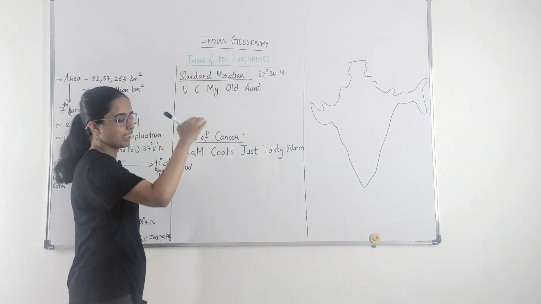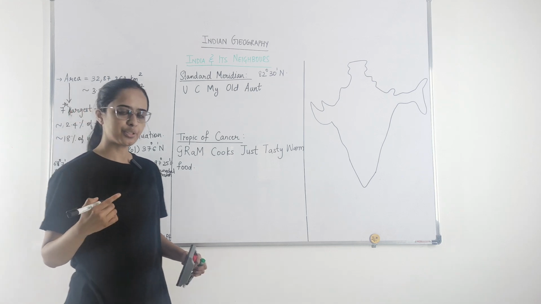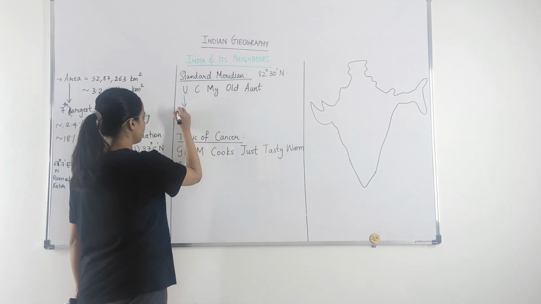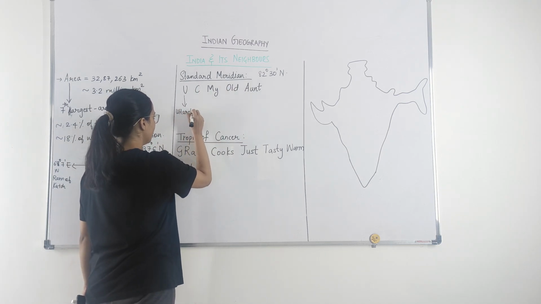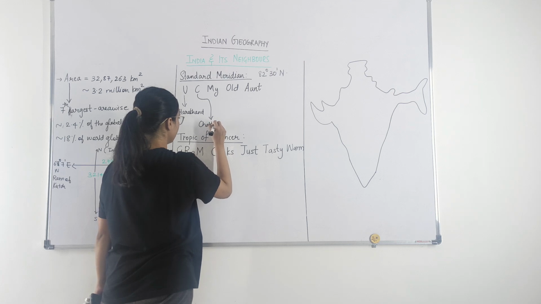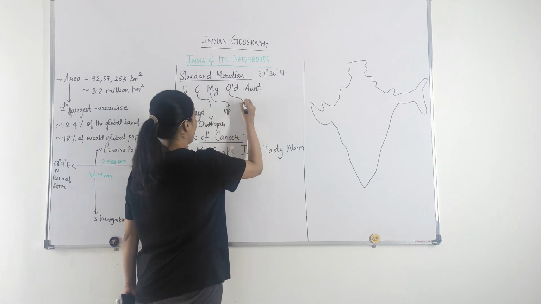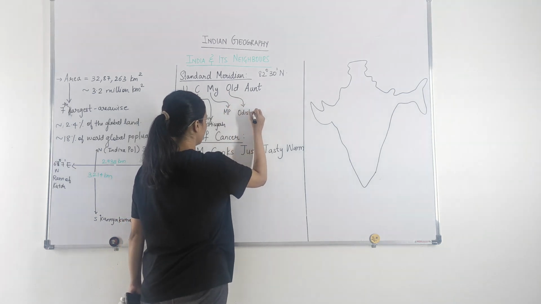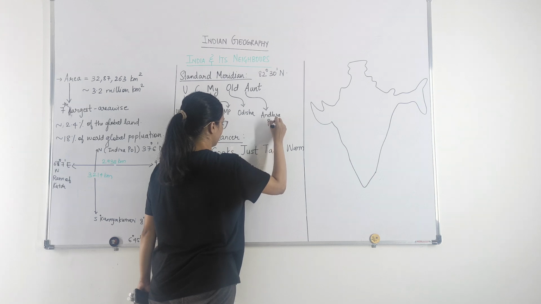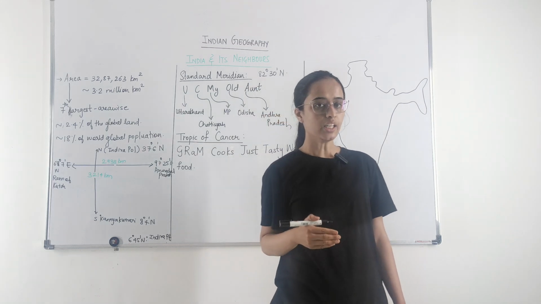Now this line, which is the standard meridian which we Indians follow, passes through 5 states in India, and you can remember it with a mnemonic. You see my old aunt, where U stands for Uttarakhand, C stands for Chhattisgarh, M stands for Madhya Pradesh, O stands for Odisha, and A stands for Andhra Pradesh. So these are the 5 states through which our Indian Standard Meridian line passes.